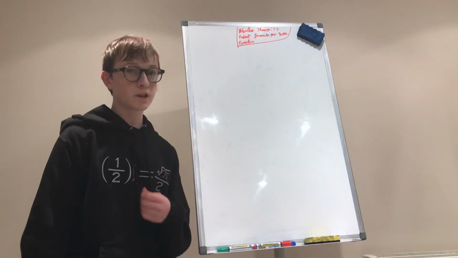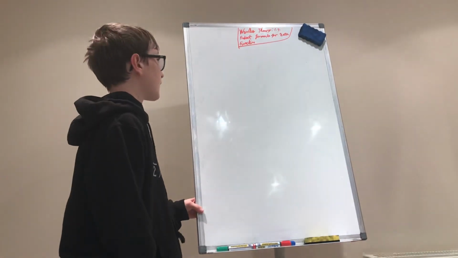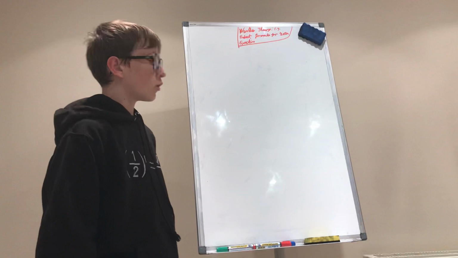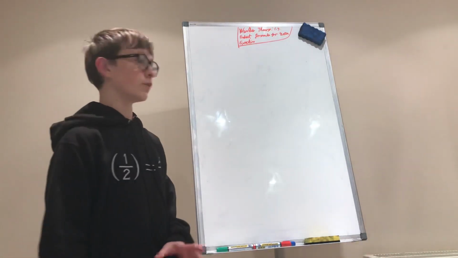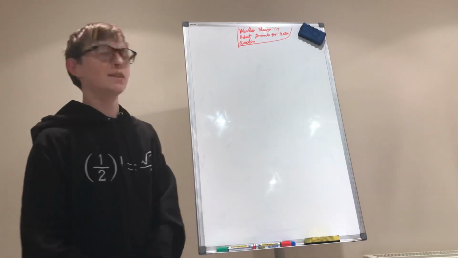Today I'll be doing number theory again. Namely, I'll be proving Euler's product formula for the zeta function, which involves the primes and everything.